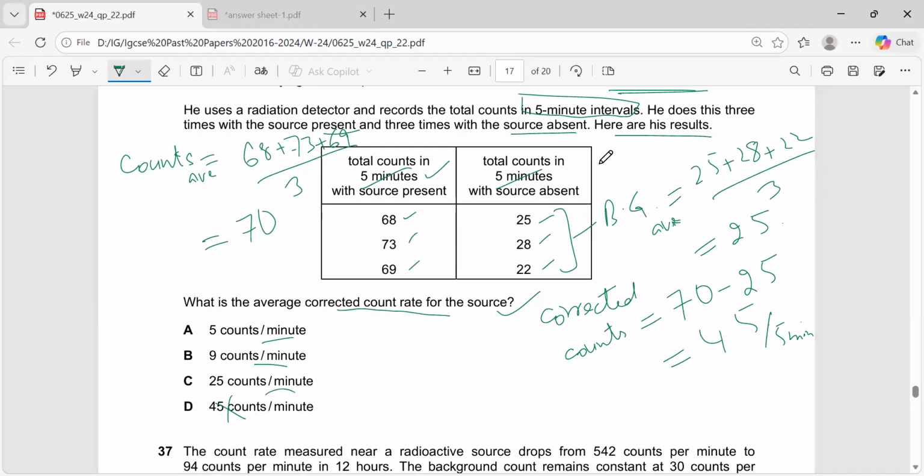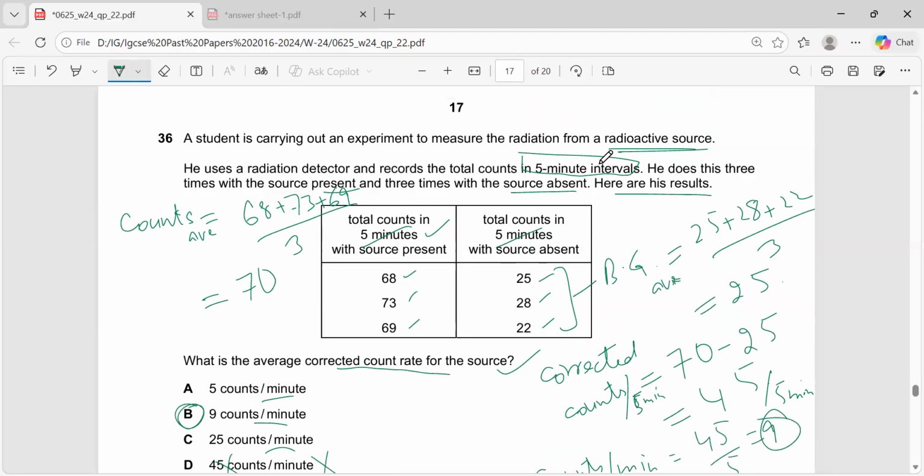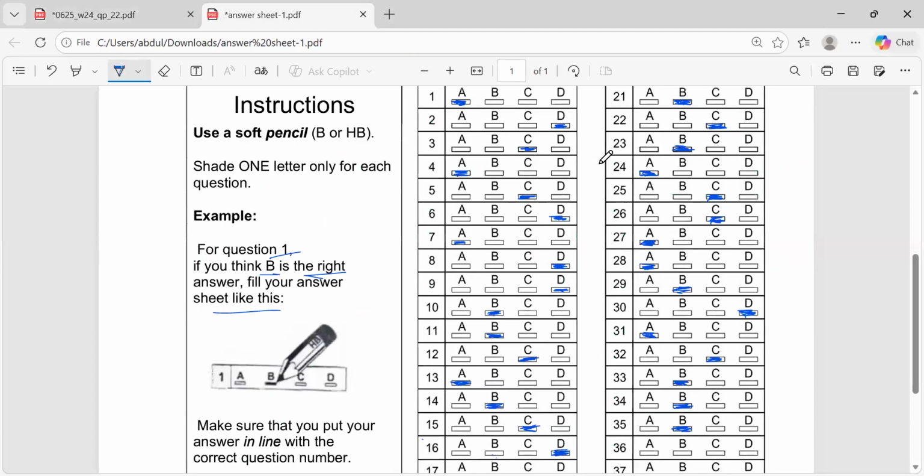And what is the answer? Counts per minute. So the counts were per 5 minutes, okay? To get it to counts per minute, this will be 45 divided by 5. What will be the answer? 9. So the correct answer is 9, not D, 45. So the answer for 36 is B.